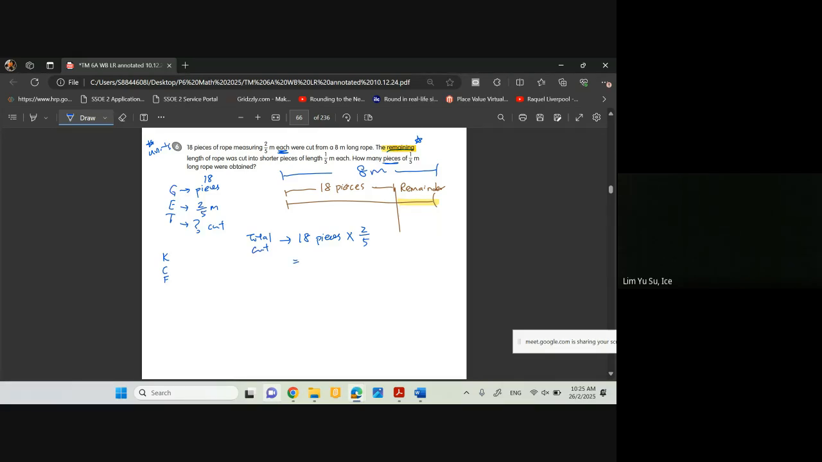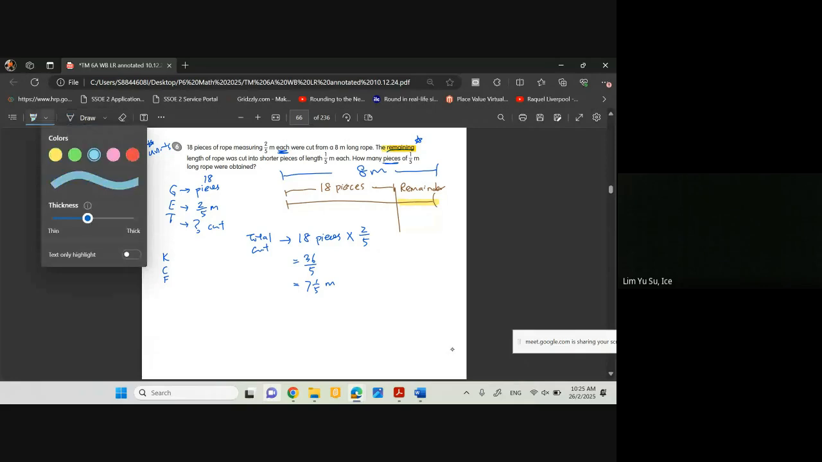Can I simplify? Cannot. So it's 36 over 5. So altogether is 36/5. Can I put it in a mixed number? What's the mixed number? It is 7 and 1/5 meters. So the total cut is 7 and 1/5 meters. That means this whole thing here that's cut out is 7 and 1/5 meters.